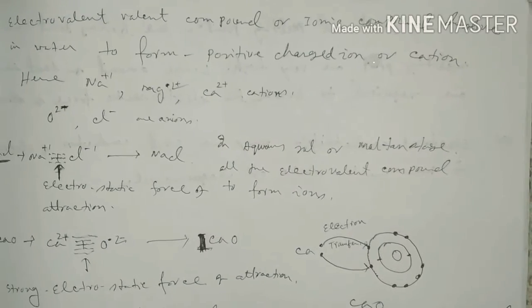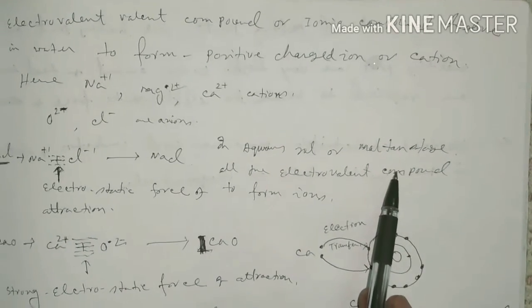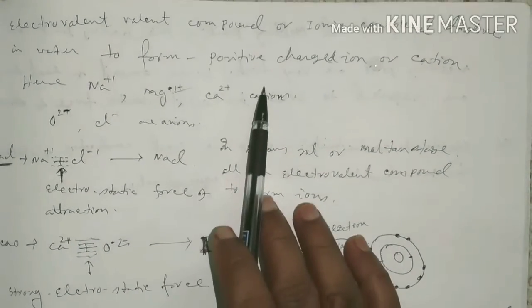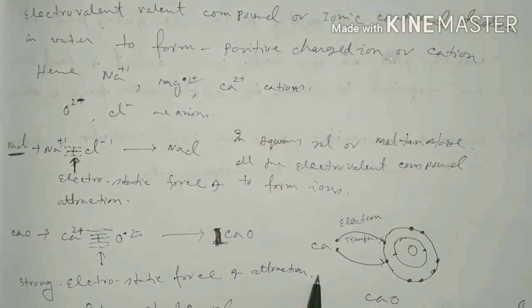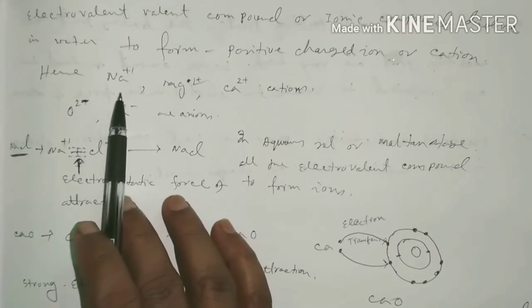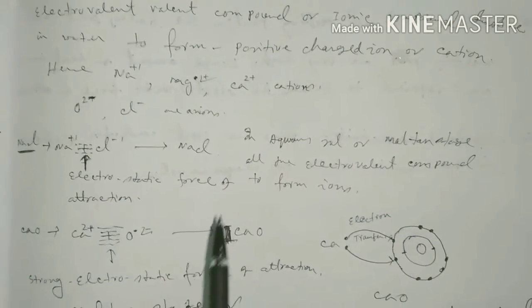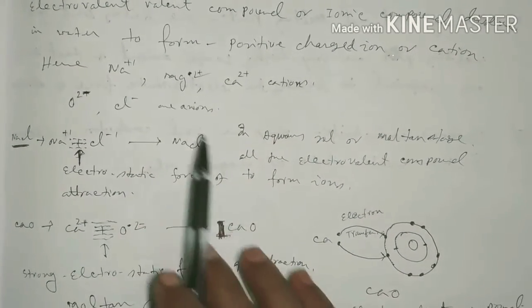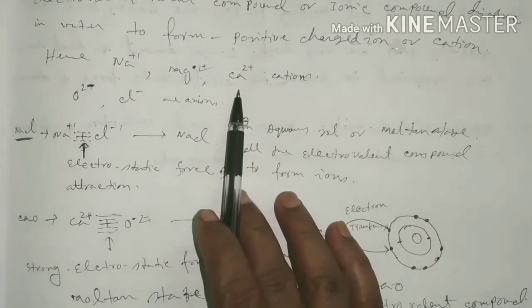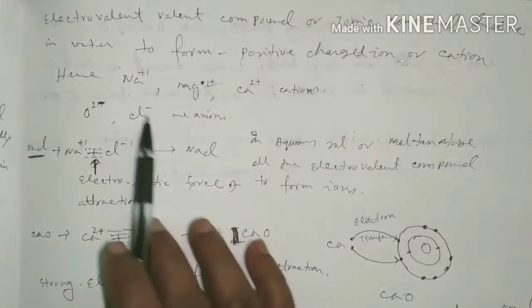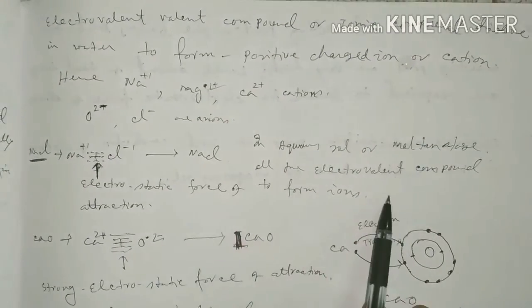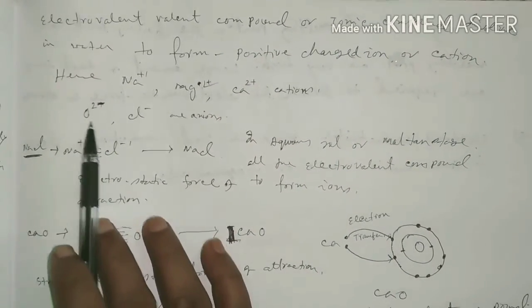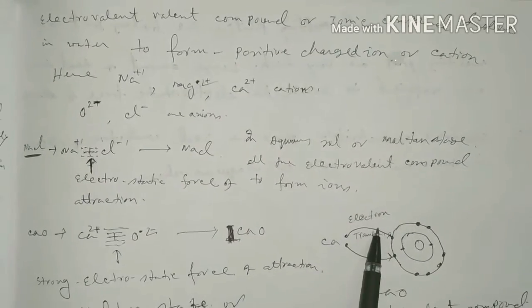An electrovalent compound or ionic compound dissolves in water to form positively charged ions called cations, and anions. Because metals donate electrons, they are cations. Sodium, magnesium also cation, calcium also cation. They donate the electrons: sodium donates 1 electron, magnesium donates 2 electrons, calcium donates 2 electrons. They all are cations. Anions are chlorine and oxygen, because they receive the electrons.